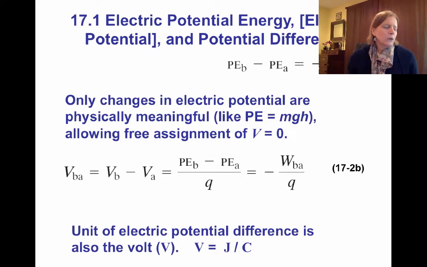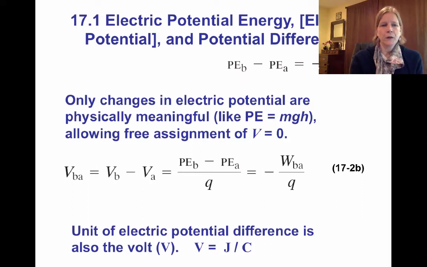Okay, similar to gravity, we never talked about how much gravitational potential energy a rock or an amusement park ride, a roller coaster, had on its own. We're always comparing our gravitational potential energy. And we could decide wherever we want to, we could make y equals 0 our zero position for potential energy. And the same thing is true for electric potential. Only changes in electric potential are physically meaningful, so we can freely assign our position where our voltage, or our potential, is 0.